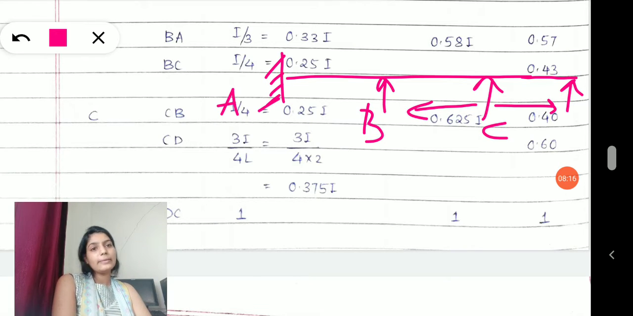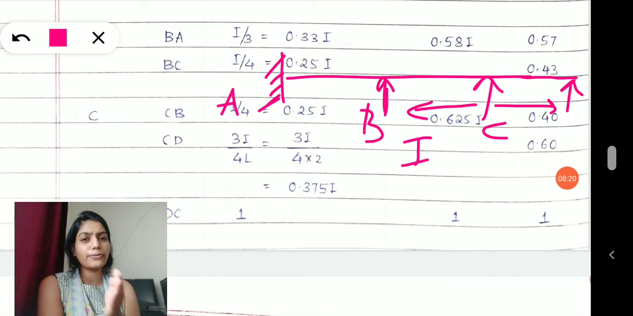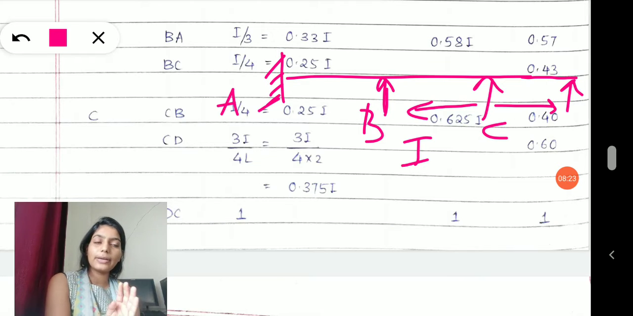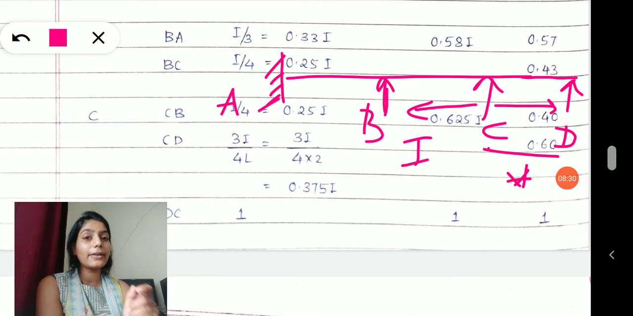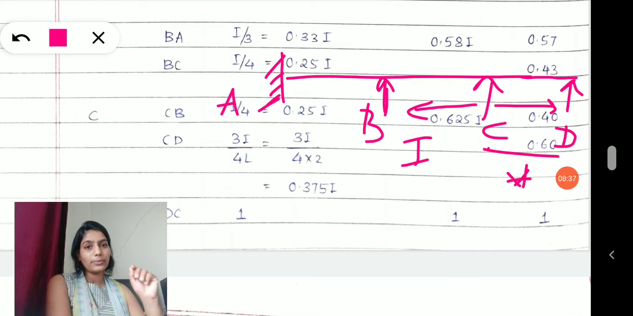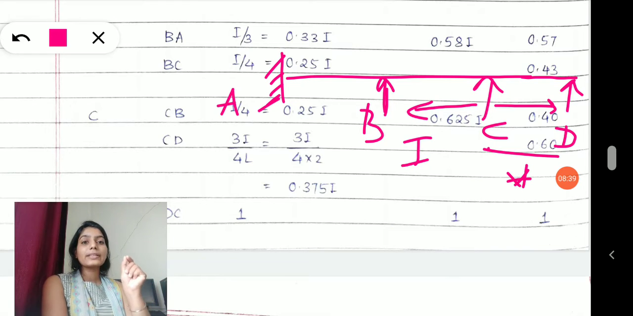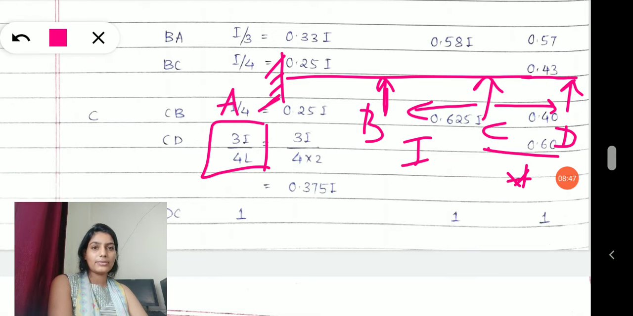For span CB you can see it is an intermediate support. For an intermediate support or a fixed support you always write the K value as I by L. Only if you look from C to D, this is a particular span where you have to pay attention, because the far end is an exterior support after which there is no support. Our beam is ending with a simple support, then your value changes to 3I by 4L. The value changes to what? 3I by 4L.